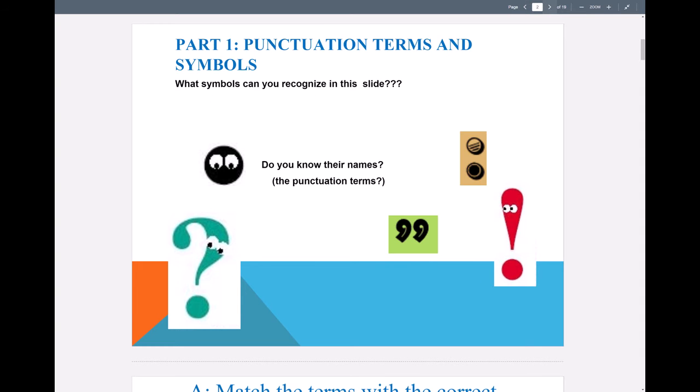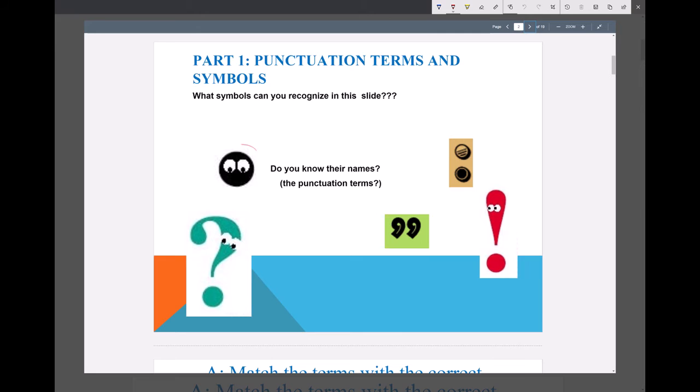So part 1, punctuation terms and symbols. Well, I kind of gave it away, haven't I? See if you can still remember them. So you can pause the slide for the moment and see if you can name these punctuations. What's this one? What's this? What's this? What's this one? And this one.